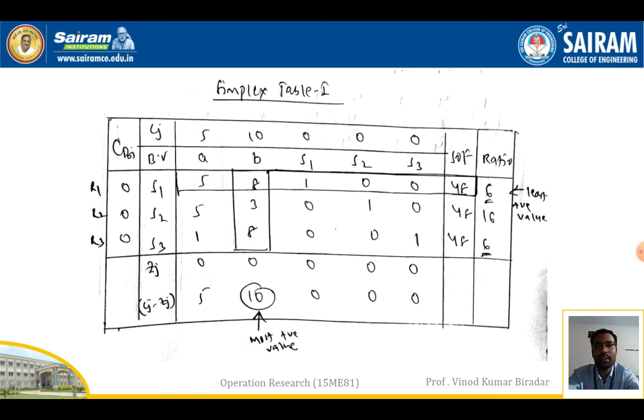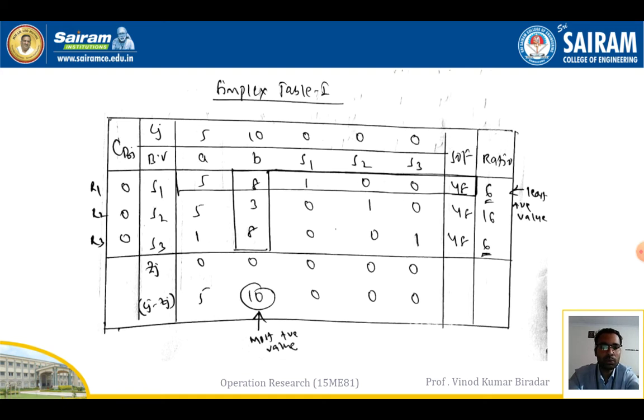Then you select the respective column, that is, you highlight it or create a box. In that box, the respective column should have the highest value. Here the most positive value is highest, so the corresponding column you have to select, that's it. Again, check for the respective row. So here the row solution is given.